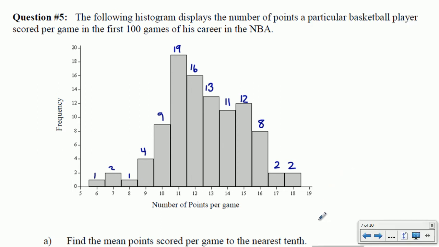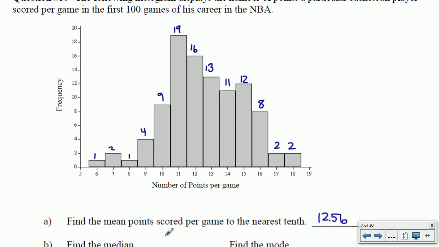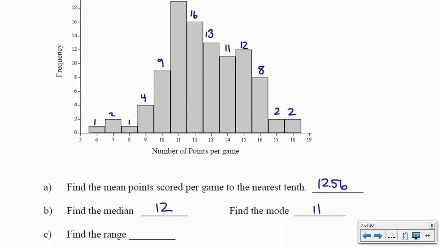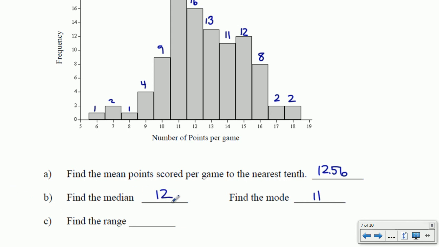So the mean points scored per game to the nearest tenth is 12.56. The median, which was given on our calculator, is 12. The mode is the most frequent number, and that happens to be the highest, which is 11. It happens 19 times. And the range is 18 minus 6, which is 12.